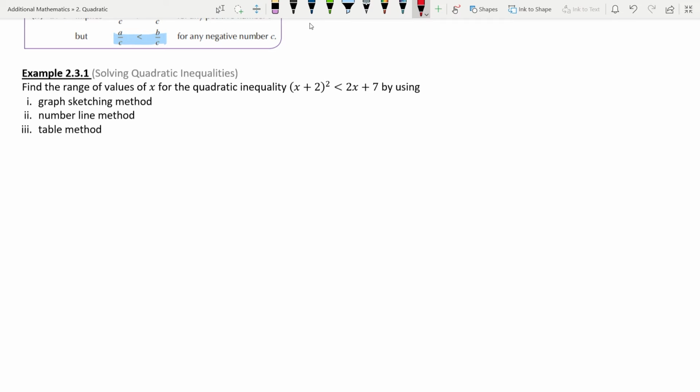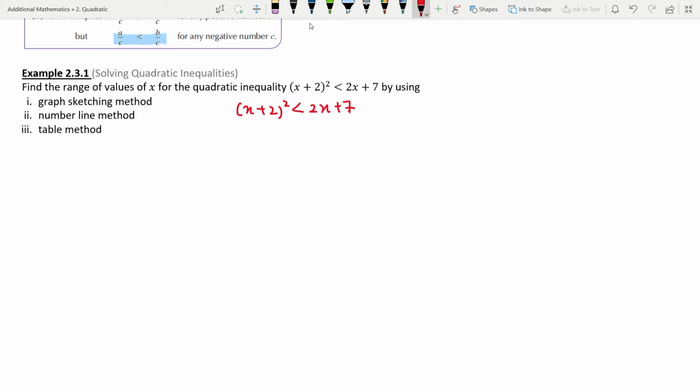Let's look at example 2.3.1. Find the range of values of x for the quadratic inequality (x plus 2) squared is less than 2x plus 7 by using the three methods. First, let's rearrange the quadratic inequality. (x plus 2) squared is less than 2x plus 7.